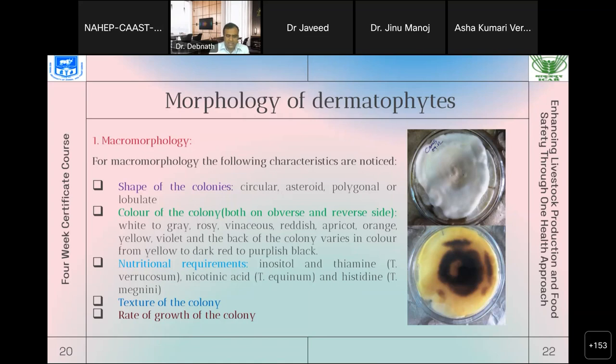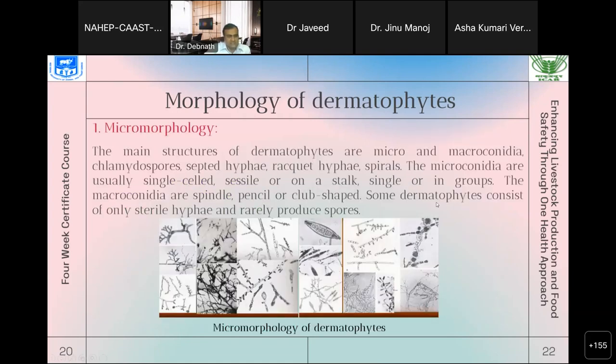Now, the texture of the colony, as I have already mentioned in our previous slide, may be of three kinds: membranous, filamentous, or granular. And the rate of growth also, because all the dermatophytes do not grow at the same speed. Some are slow growers, some are very slow growers. For example, Trichophyton verrucosum, which mainly infects cattle, sheep, and goats, needs a long incubation time. Even your media cracks because it dries up during this long incubation. So it is a very slow grower. By seeing this rate of growth, we can also understand what species it could be.